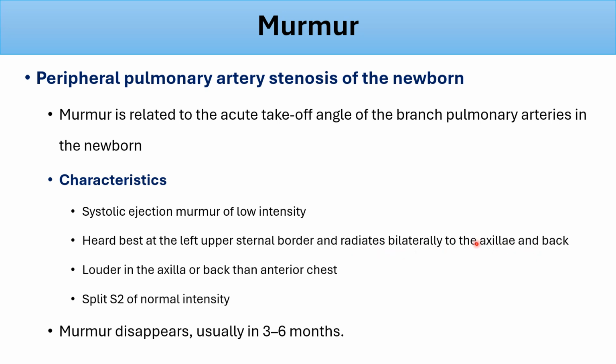Remember, the innocent murmur or Still's murmur doesn't radiate, but this murmur radiates to the axilla and the back. Louder actually in the axilla or the back than the anterior chest. A split second heart sound of normal intensity. This murmur is benign and disappears by 3 to 6 months.